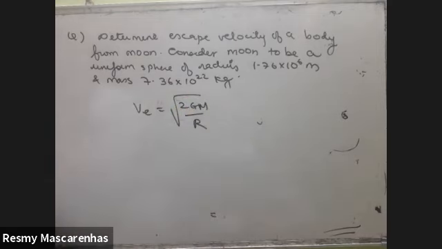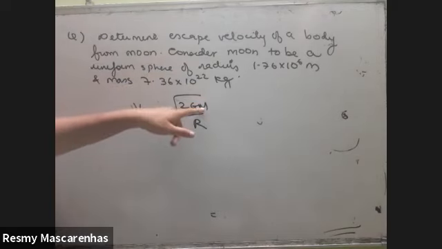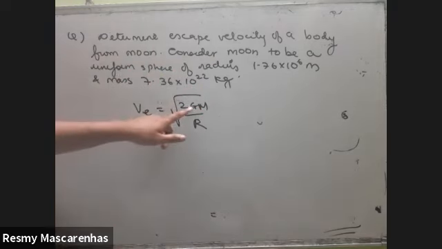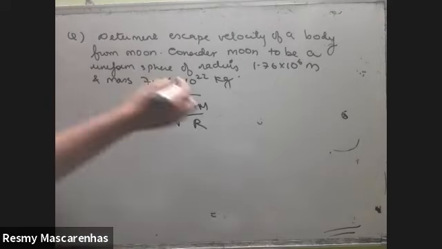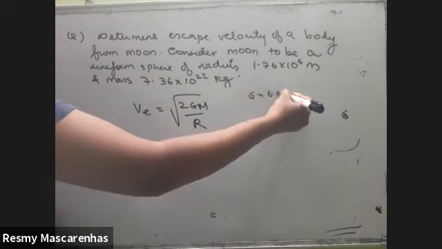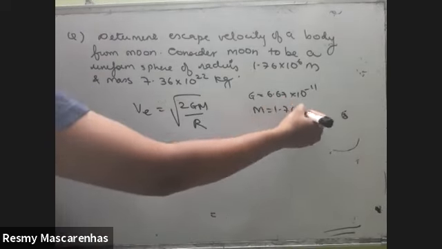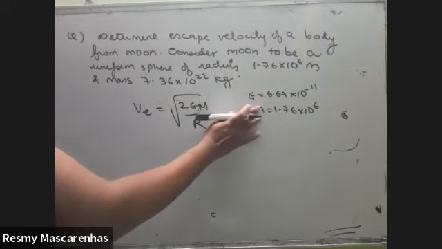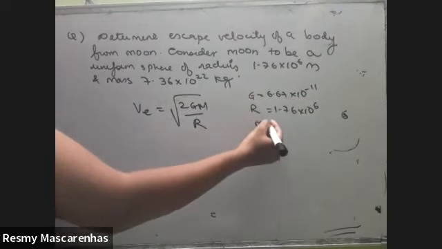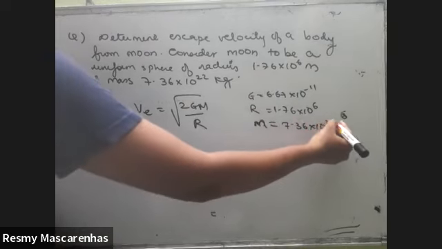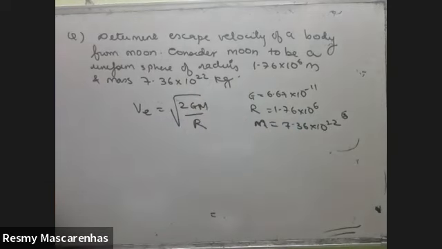Why are we using this? Because mass has been given and radius has been given. G we anyway know, G is 6.67 into 10 raised to minus 11. M is given, this is the radius, and M is 7.36 into 10 raised to 22. So we just have to substitute.